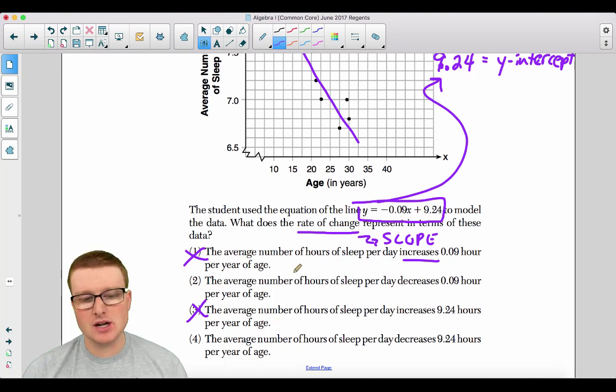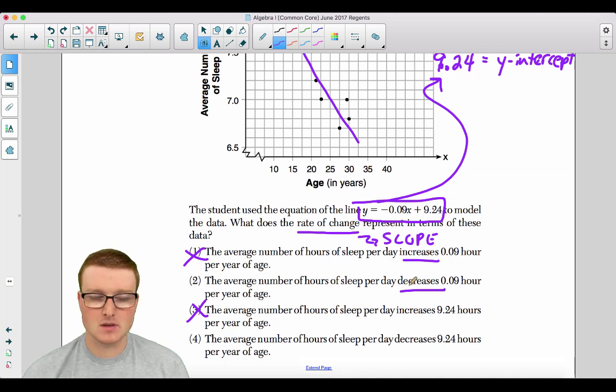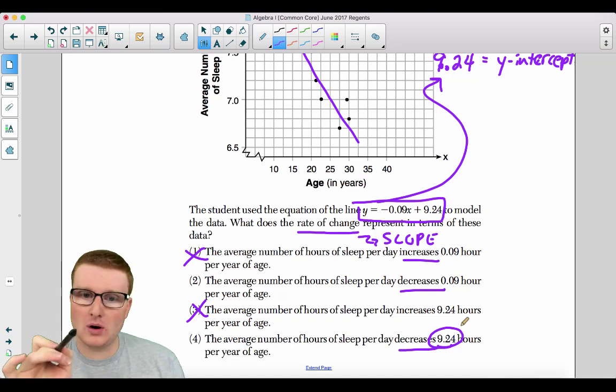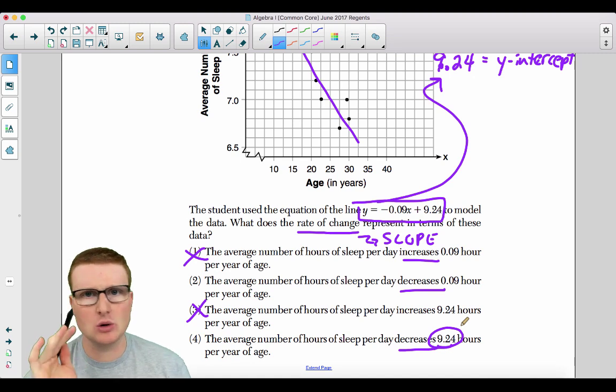Choice 2 says the average number of hours of sleep per day decreases, all right, so far so good, decreases by 0.09 hour per year of age. Okay, that seems pretty good so far. Let's take a look at choice 4. The average number of hours of sleep per day decreases by 9.24 hours per year of age. So what you're telling me is when you're born, you sleep for 9.24 hours, then by the age of 1, you don't sleep anymore because you decrease by 9.24 hours. That makes absolutely no sense.